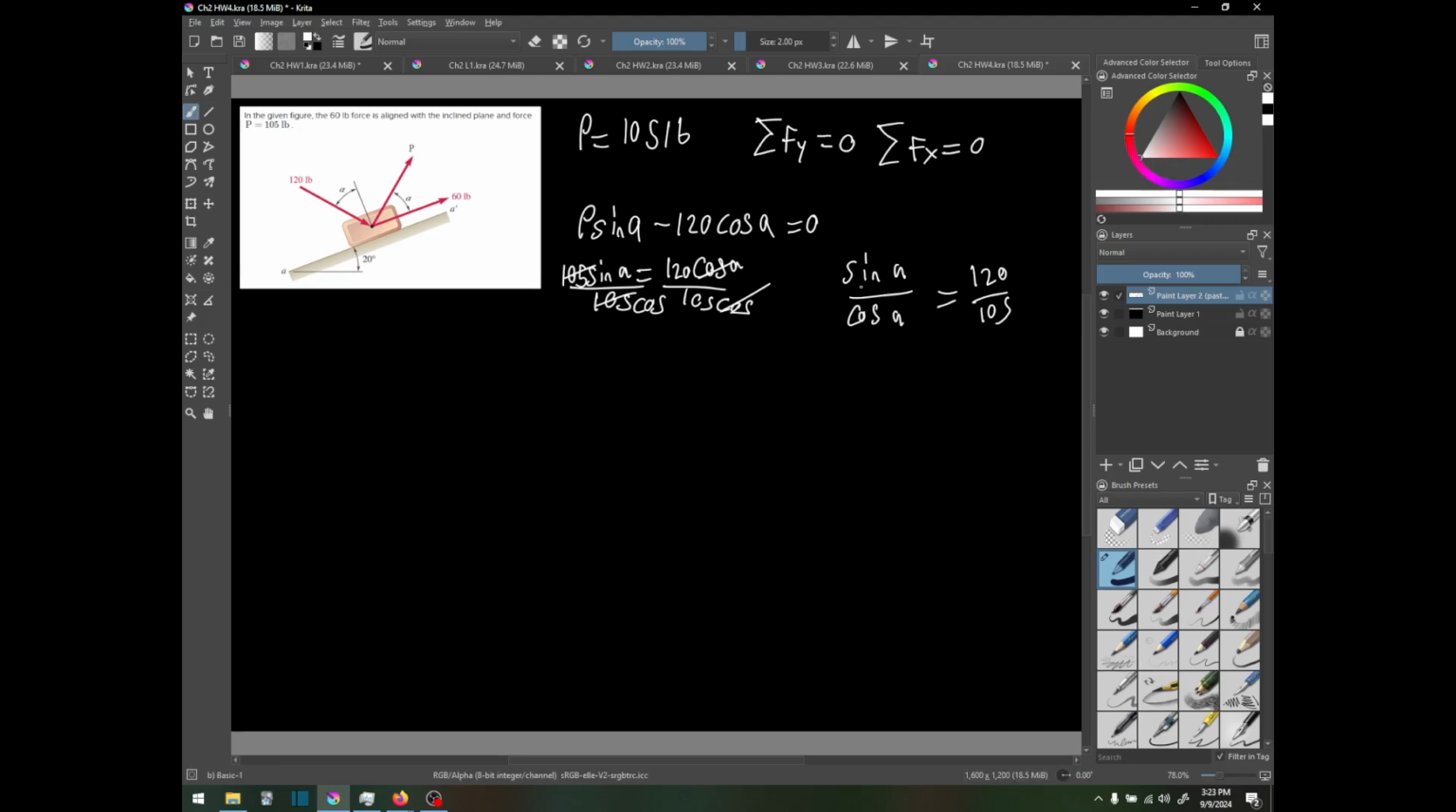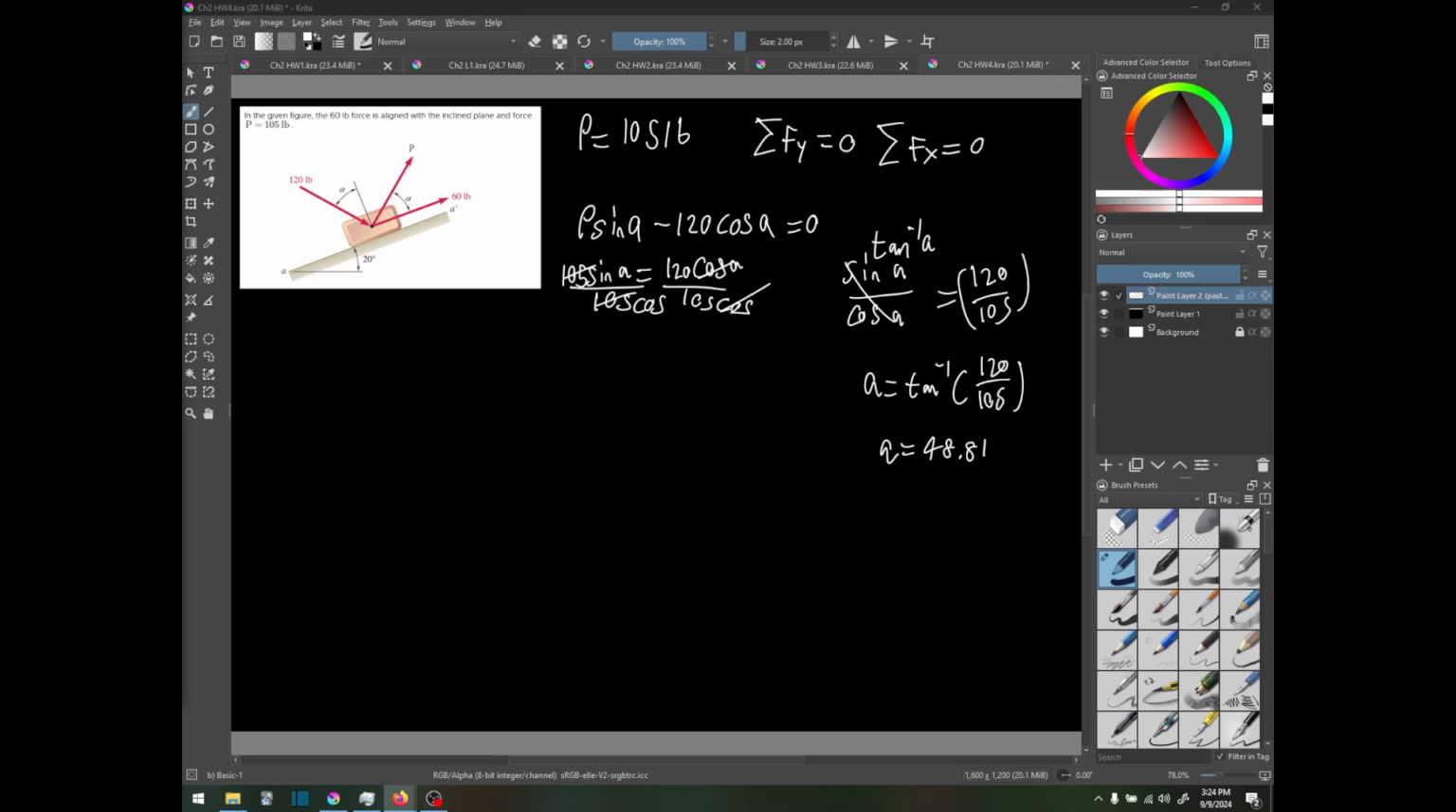And of course, we know that this whole expression here is tan A. Simply enough, we can do the inverse tangent of this to get A. So we do inverse tan of 120 over 105, and A equals 48.81. Let's check. And that's correct.